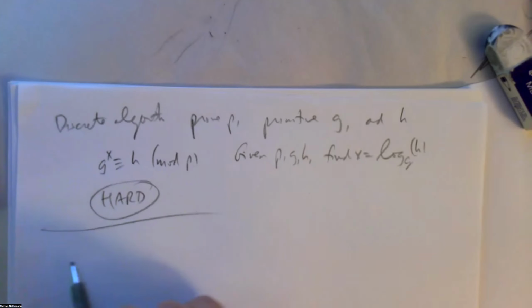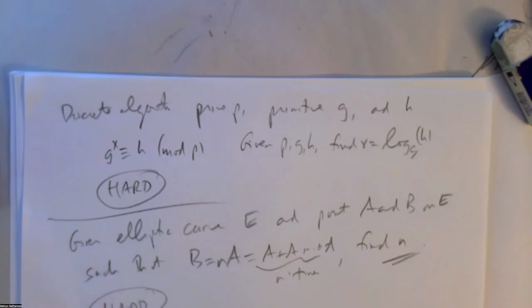In our case, the analog will be this: given an elliptic curve E, and points, I'll call them A and B on E, such that B is n times A, that just means A plus A plus A, n times, find n. And this turns out to be also hard. And it's the hardness of this problem that allows us to create a cryptographic scheme, and one which is, in fact, widely used. Not as much yet as RSA, but it is a very good piece of cryptography. So that's what I'll talk about tomorrow.